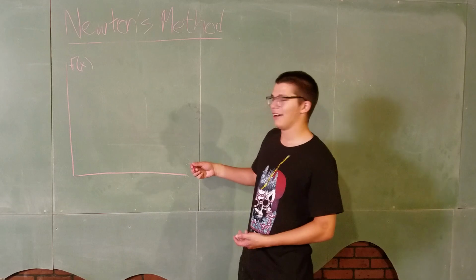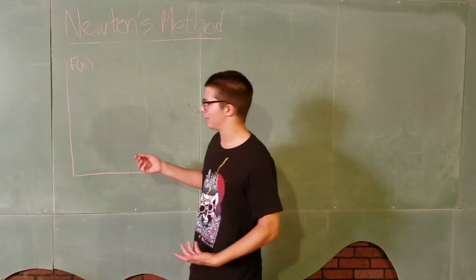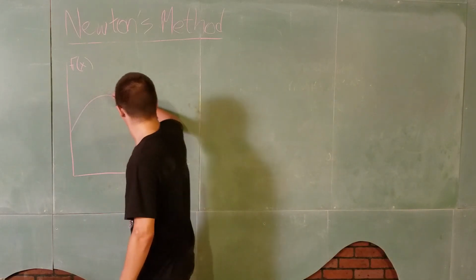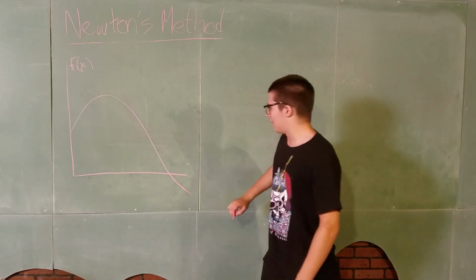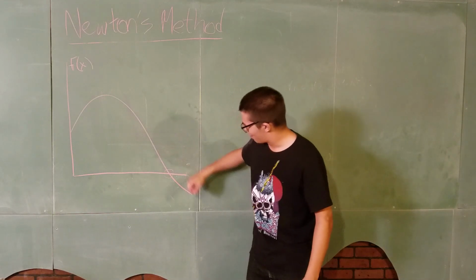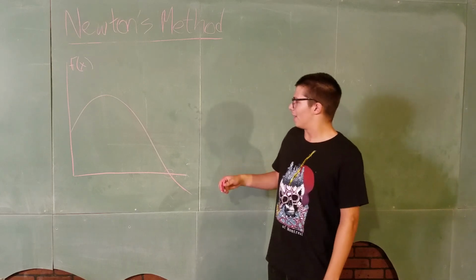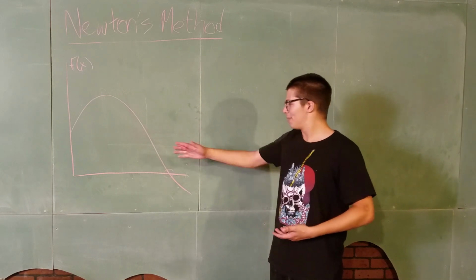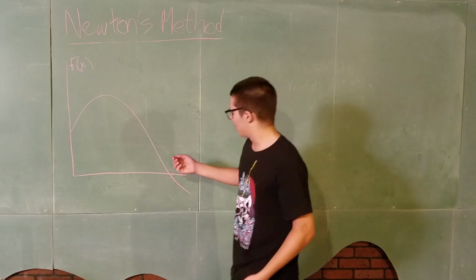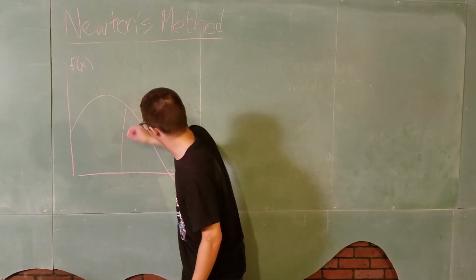So let's say I have an arbitrary function f of x, and it looks something like this. And so the root is right here, but we don't necessarily know that, and the computer doesn't know that. How we're going to go about this is we're going to start by picking an initial value. We'll call that x0.